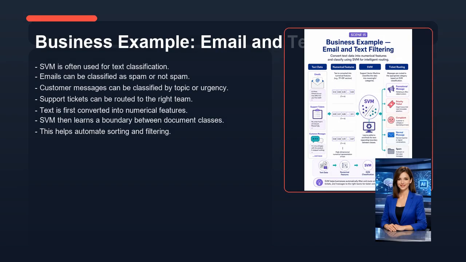Now let's look at business example, email and text filtering. SVM is often used for text classification. Emails can be classified as spam or not spam. Customer messages can be classified by topic or urgency. Support tickets can be routed to the right team. Text is first converted into numerical features. SVM then learns a boundary between document classes. This helps automate sorting and filtering.